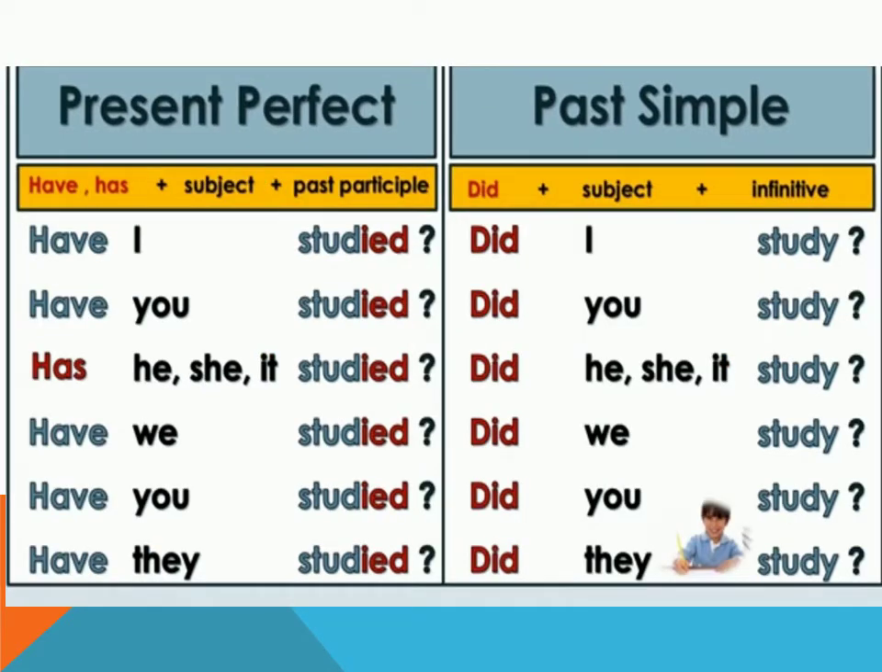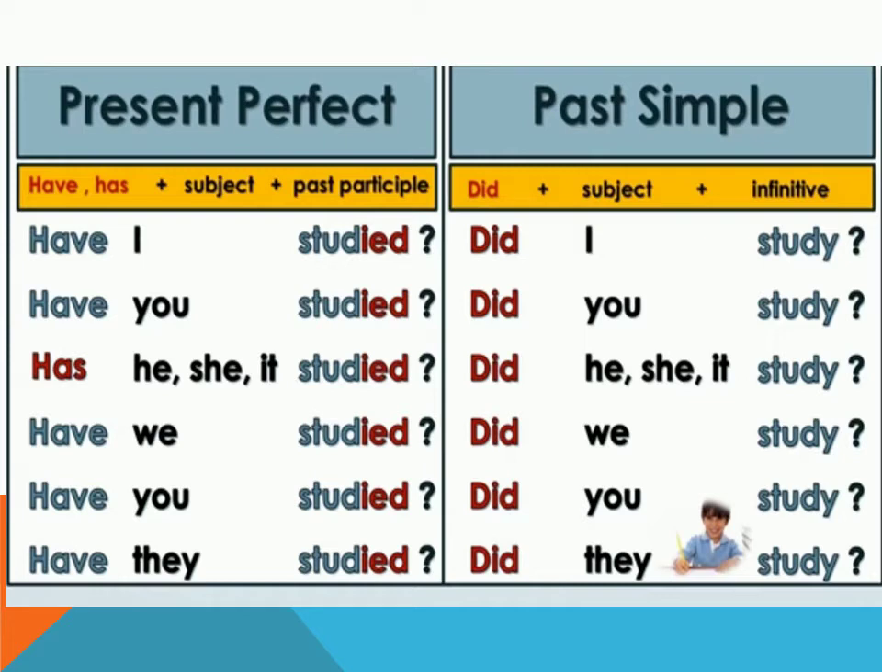And for the interrogative form, we have the auxiliary at the beginning. In the present perfect, have or has is at the beginning. Have I studied? Have you studied? Has he studied? Have we studied? Have you studied? Or have they studied?